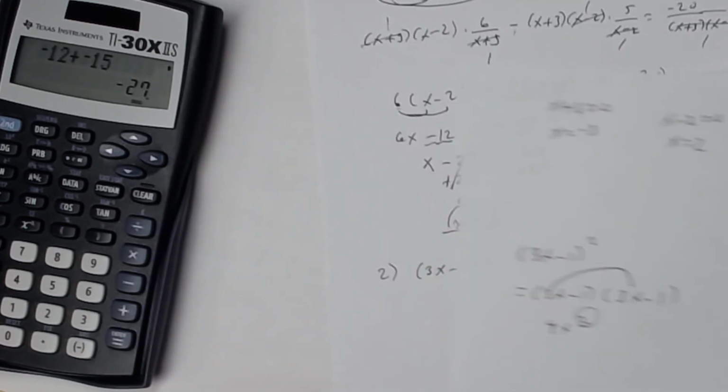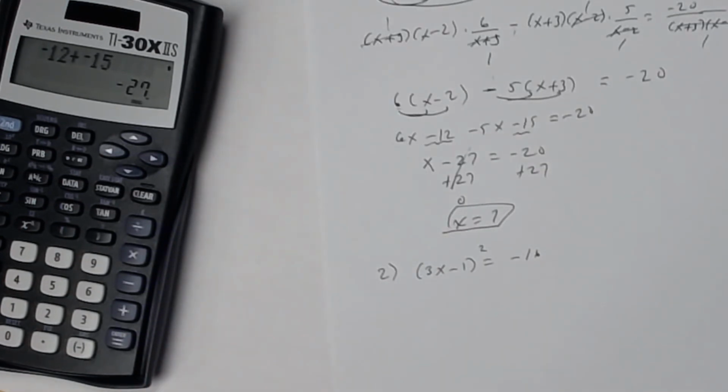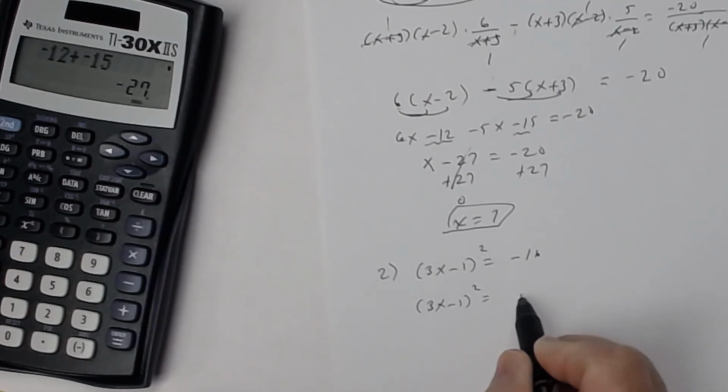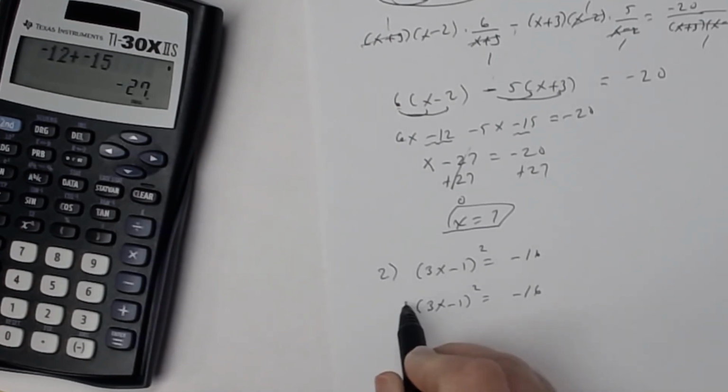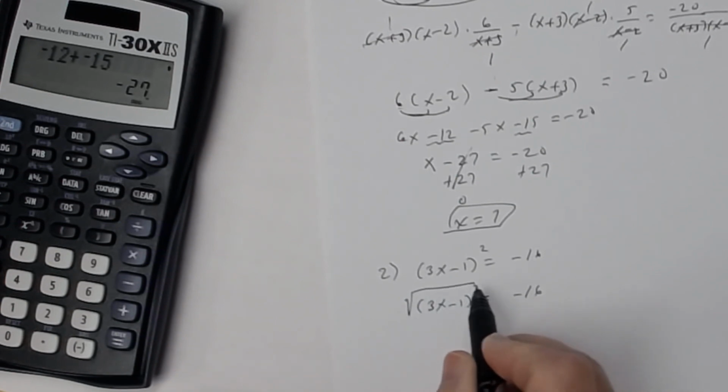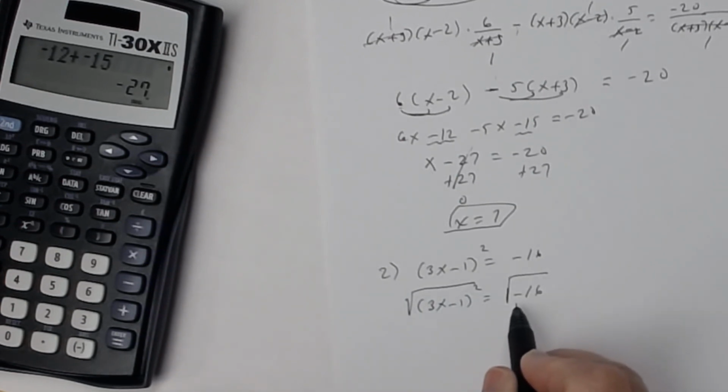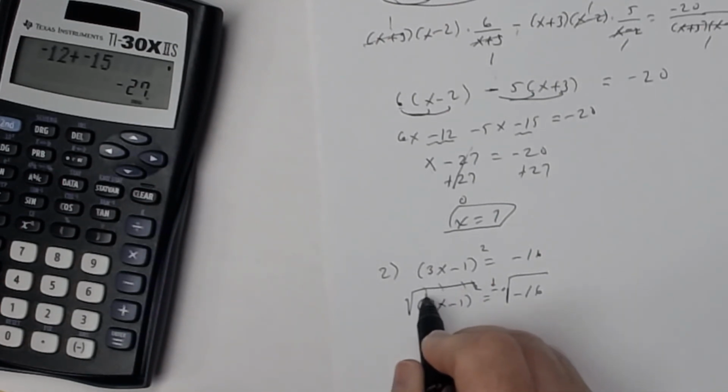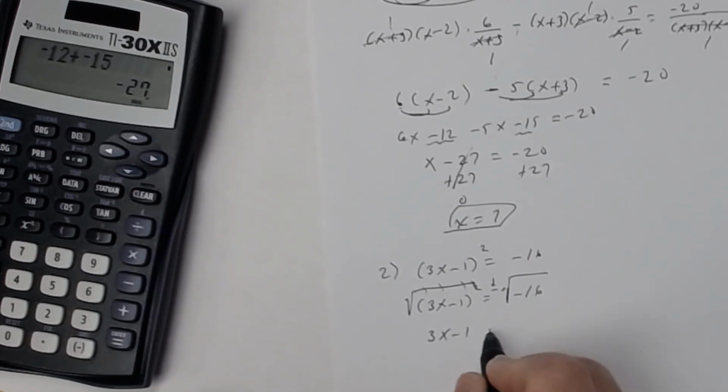So you can do the same thing with this one. I'm going to rewrite this over. The way you're going to do this is now you're going to take the square root of both sides, just like this. Notice that negative 16 is under the square root. But we need to put that plus or minus. Now the square and the square root undo each other, so you're left with 3x minus 1, the expression 3x minus 1, equal plus or minus.